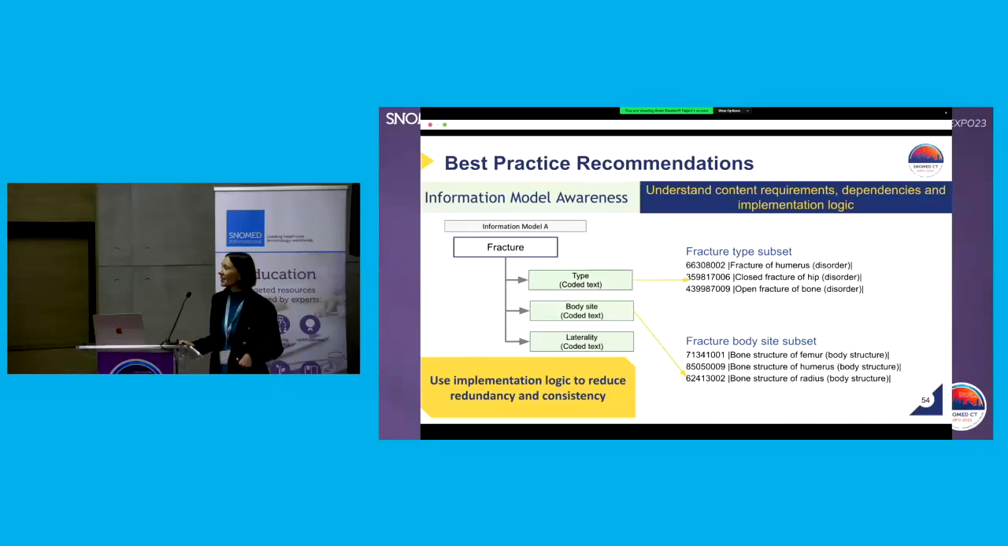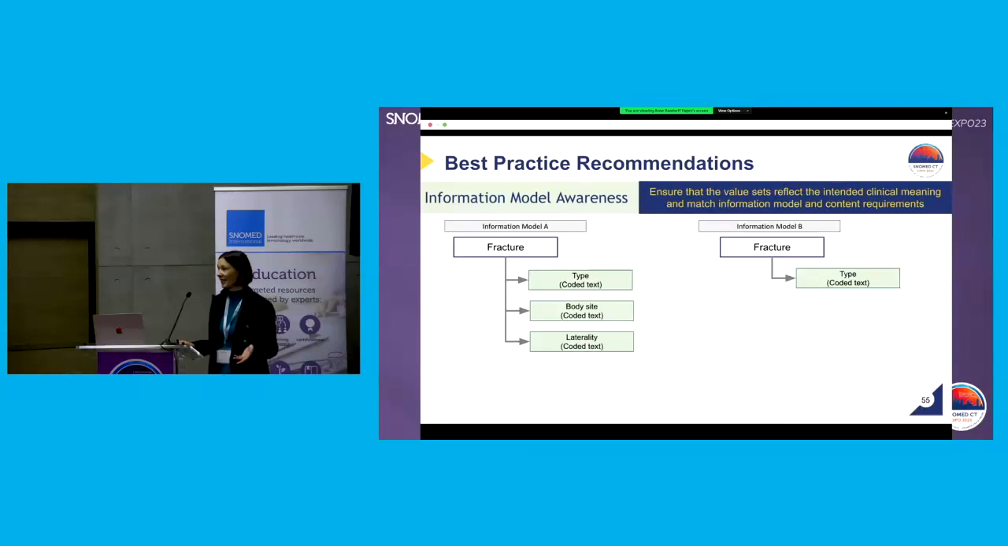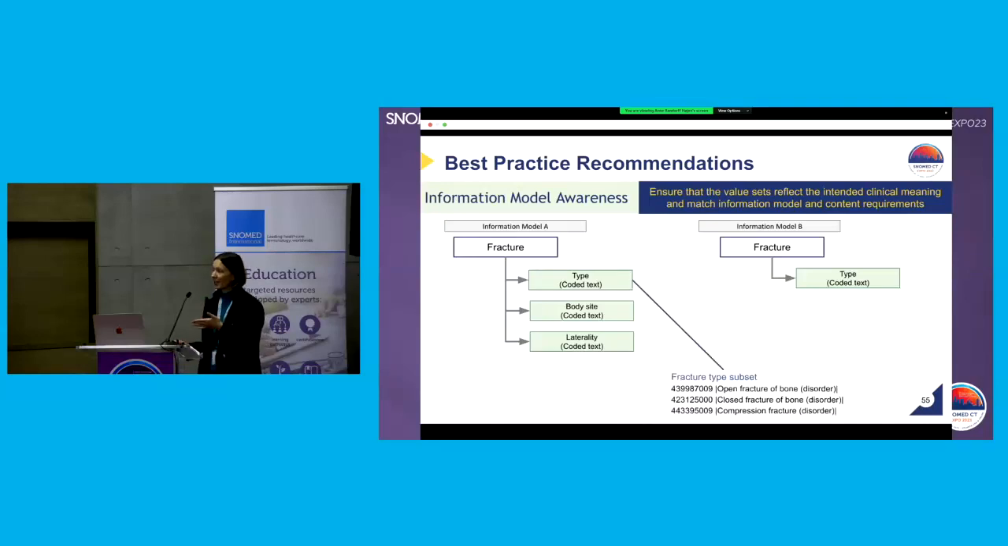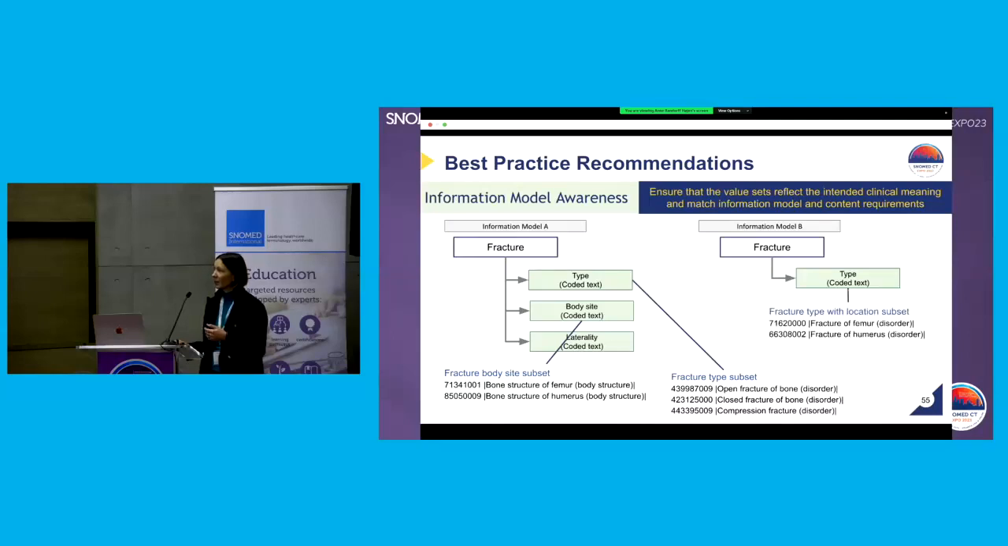Yeah. And that's what we're going on to next. If you can't use that implementation logic, this is where it's really valuable that you create your value sets in a way that reflects the intended clinical meaning, but ensures there's no overlap in your terminology and information model. So for example, with the type field here, you might just stick to a fracture type subset that captures the open fracture of bone, so the particular type or morphology of a fracture, and then you would have your body site subset that specifies the actual bone where the fracture occurred. And then, for example, in information model B, you might develop a subset that does just do the fracture type with location, because you know that everything can go in that one field.